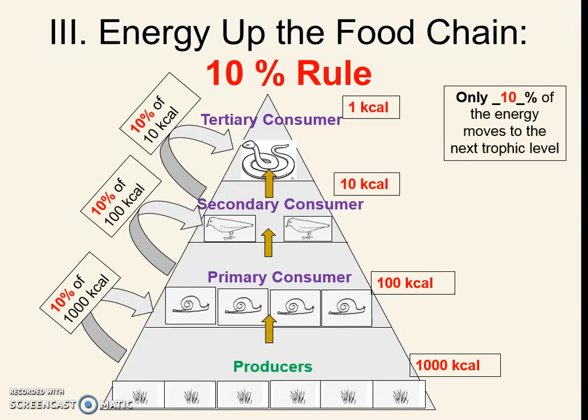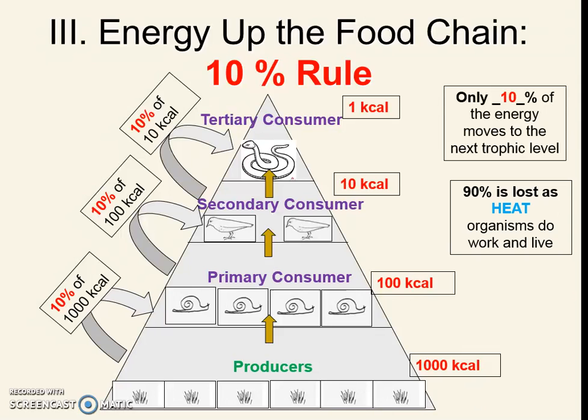So only 10% of the energy of a previous trophic level moves up to the next trophic level. Well, what amount then is lost? 90% is lost, and it's lost as heat, all right, as an organism works or lives its life.